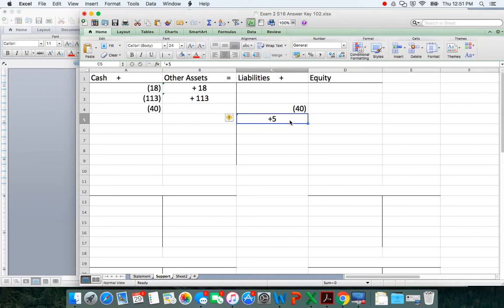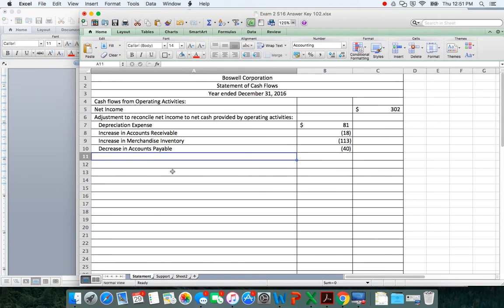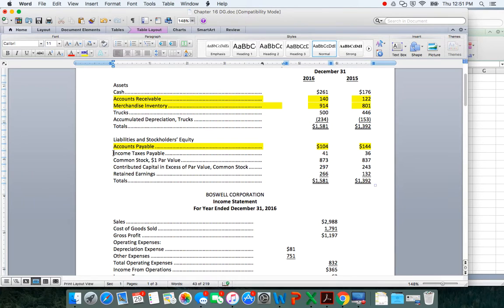Again, I've got to think about this one the same way. I have plus 5 over here on the right side of the equation. What's got to happen to cash in order for my equation to stay in balance? It's got to go up by 5 as well. So I'll see that same plus 5 over here in cash. Because that liability went up, cash went up as well. So here in my statement, I'll say increase in income tax payable, and I put the effect on cash, which was a positive 5. I can check off income tax payable to show that I'm done. Highlight it, and we are good to go.